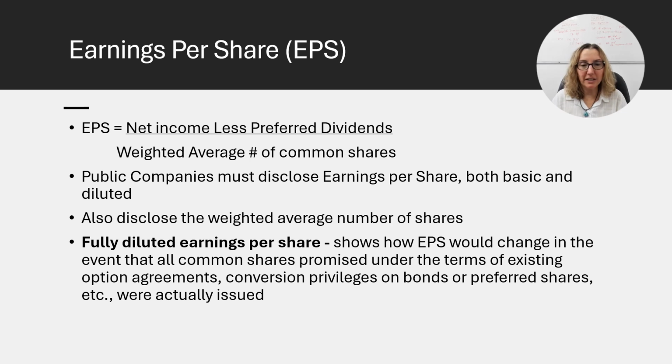And the way you calculate weighted average is a little different than a simple average. For example, if I had 100,000 shares issued at January 1st, and then at December 31st I had 200,000, my simple average would be 150,000, right? That's easy. That's not what we have to do for this calculation, because if the extra 100,000 shares were issued throughout the year, we have to weight that for the time they were outstanding.